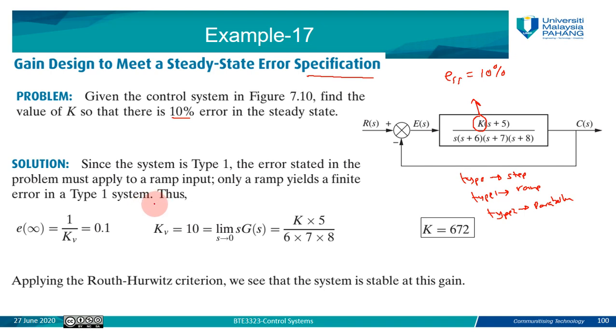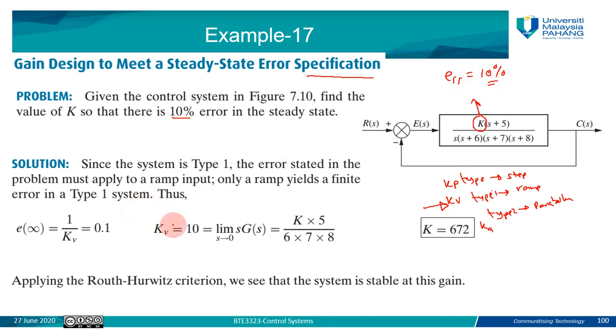Okay, thus the value of the error here is 1 over Kv. The K here is Kv. Why Kv? It's not Kp, it's not Ka, because we are talking about system type 1. So for system type 1 we have the value of Kv, for type 0 we have the value of Kp, and for type 2 we have the value of Ka. Okay, so now we are at this part. The steady state error will equal 1 over Kv. This is the formula from the table, which equals 0.1 as given, since 10% equals 0.1.